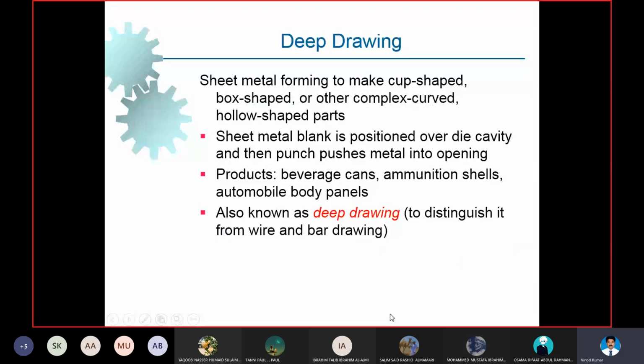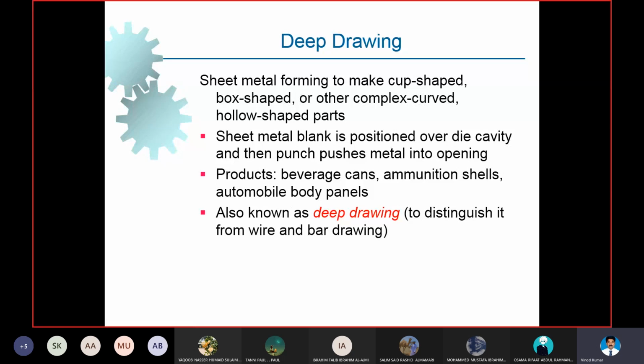In a deep drawing process, what is deep drawing? Production of cup-shaped, box-shaped, or any complicated curved parts like automobile bodies or beverage cans, 7-Up, Pepsi cans, similar kinds of complicated curved shapes can be produced by the deep drawing process. There is a difference between deep drawing and wire and bar drawing.